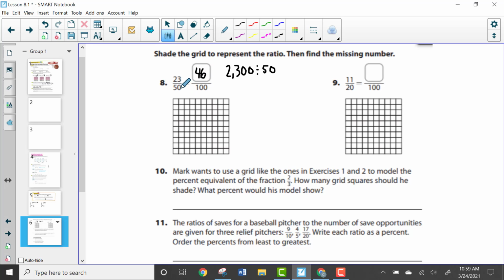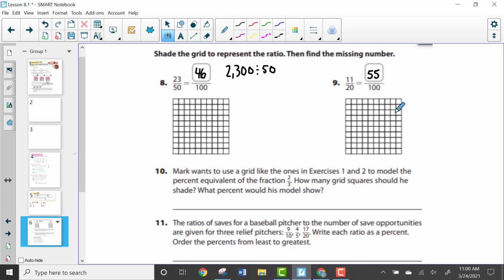Or we can just see that we multiplied 50 times 2 to give us 100. We've got to multiply that 23 times 2, giving us 46. What you'll want to do is shade in 46 squares to represent that as well. Now for the next one, number 9, 11/20 is going to equal 55 over 100, representing 55%. Again, shade in 55 of these squares to represent that as well.